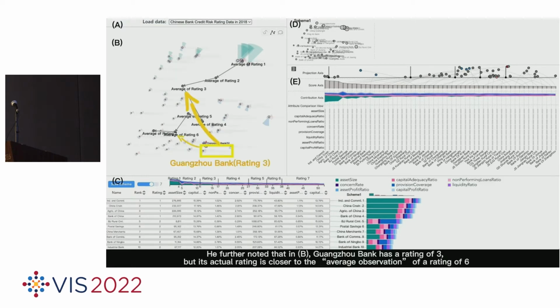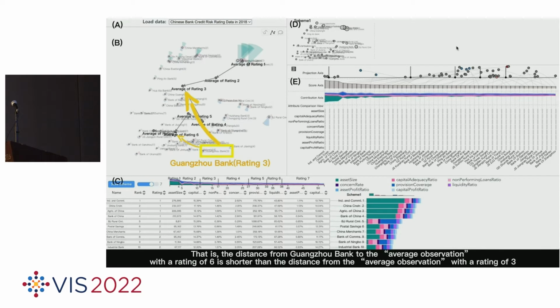He further noted that in B, Guangzhou Bank has a rating of 3, but its actual rating is closer to the average observation of a rating of 6. That is, the distance from Guangzhou Bank to the average observation with a rating of 6 is shorter than the distance from the average observation with a rating of 3. The expert was quite curious about this observation.